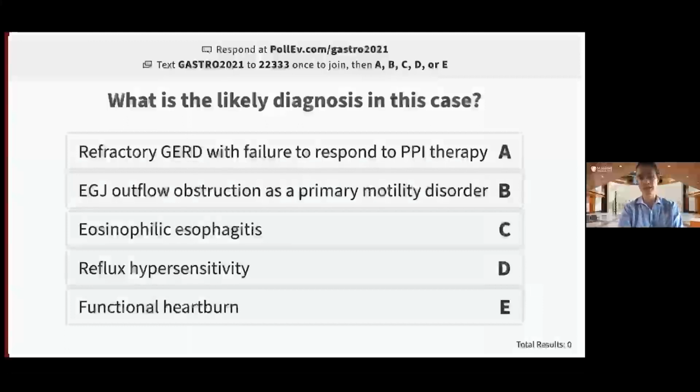What is the most likely diagnosis? A, refractory GERD with failure to respond to PPI therapy. B, EGJ outflow obstruction as a primary motility disorder. C, eosinophilic esophagitis. D, reflux hypersensitivity. Or E, functional heartburn.